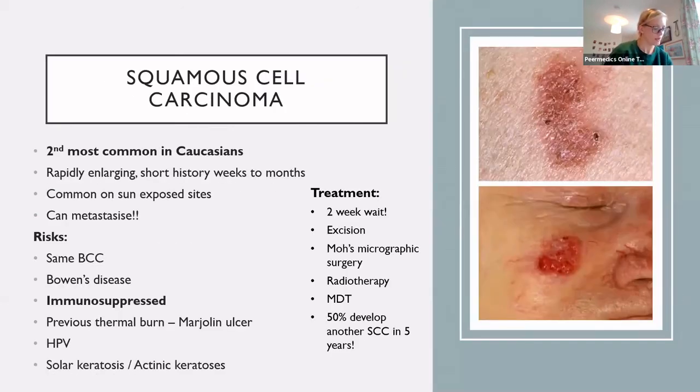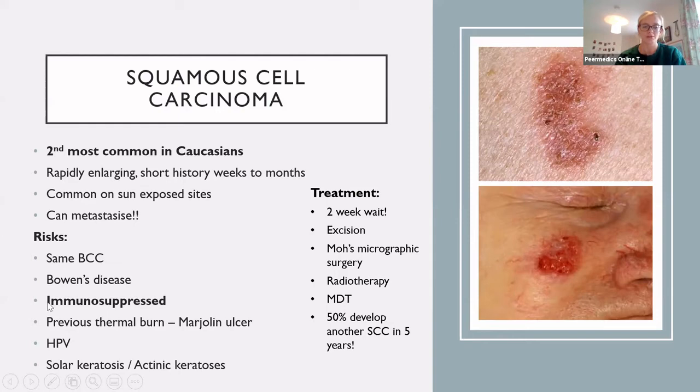Okay, so SCC looks quite different in these pictures. I couldn't actually find any pictures of an SCC in skin of colour, but I am pretty sure that they get this as well. So if anyone can find anything, please do share because it would be helpful. But SCC is the second most common one that we see in Caucasians. So this is going to have a slightly shorter history, more like weeks to months. More commonly on sun-exposed sites, this can metastasize, so it's a two-week rule referral.